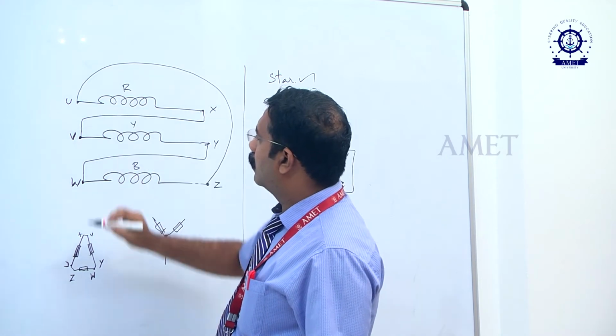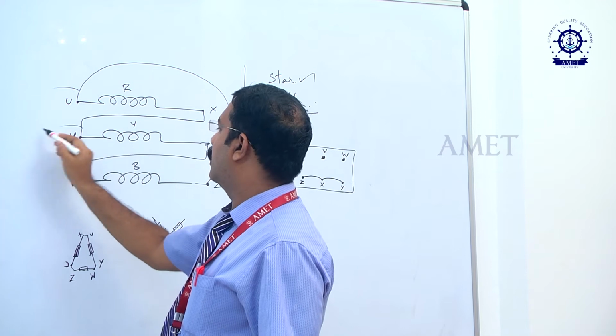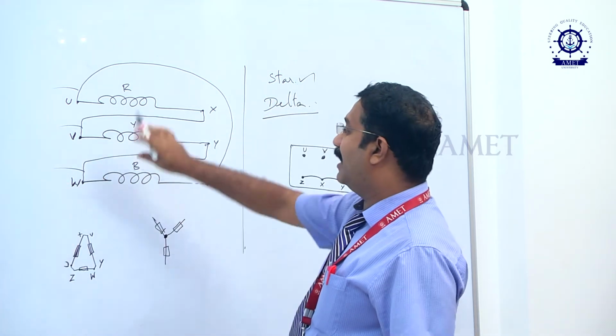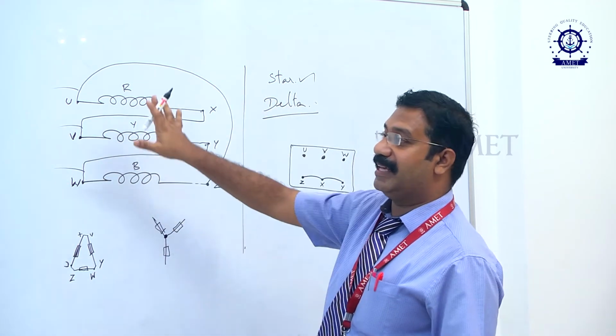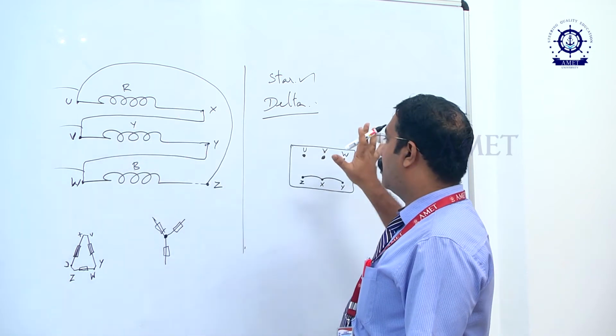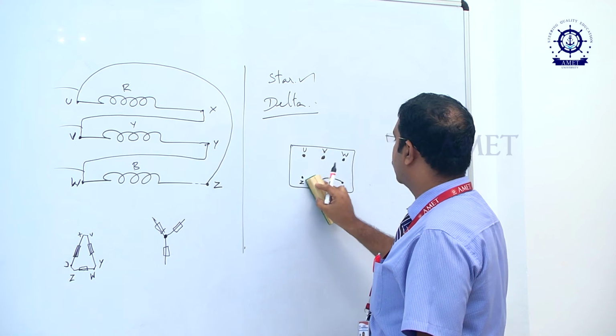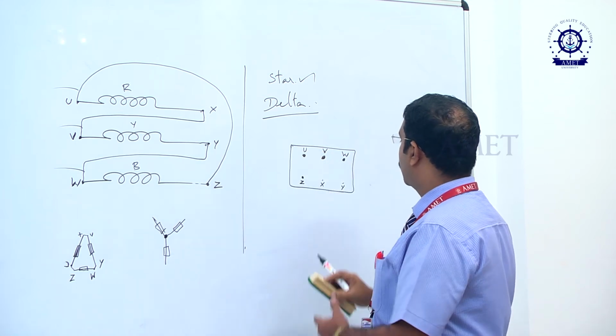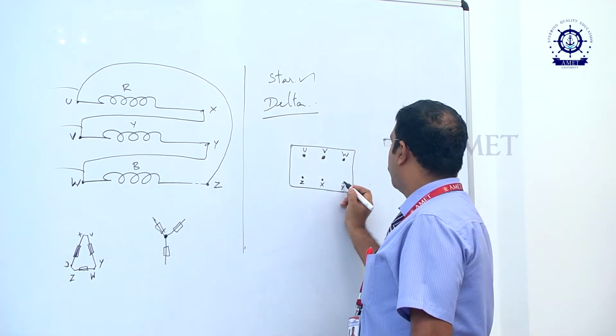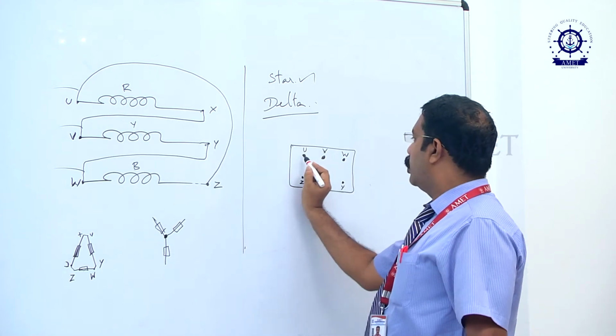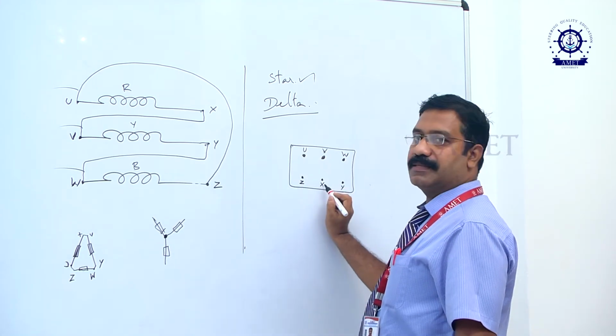Okay. Therefore, 3 wires can be taken out. Here the making of connection is somewhat difficult. In order to make it easy, they will be making the connection like this. See over here in the terminal box itself, they are making the connection that U and X are R phase.